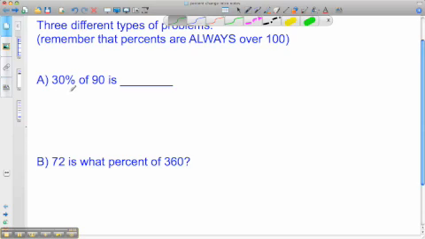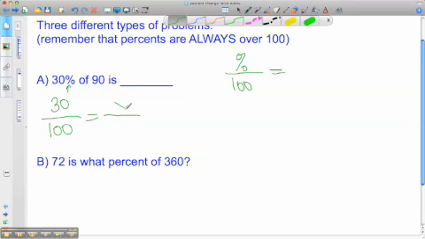So this first problem says we need to calculate 30% of 90. The first thing we do, once we see that percent sign, it tells us we're going to do 30 over 100. Percent always goes over 100. Take the percent over 100, and we're setting up a proportion. So we've been practicing proportion. So 30 over 100, and then we set it equal to x because we don't know what 30% of 90 is. That's our unknown, so that's what x is going to be.